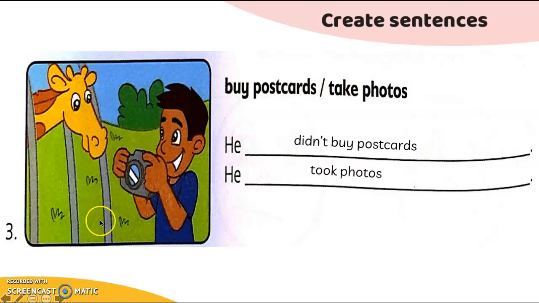And lastly, buy postcards, take photos. The same thing. I guess by now you are able to create a sentence, right? So he didn't buy postcards. I used didn't to show that this thing happened in the past, but I keep using the root word buy, because there's didn't in front. But for the second sentence, he took photos. I changed take into took because this is in the past tense. So he took photos.